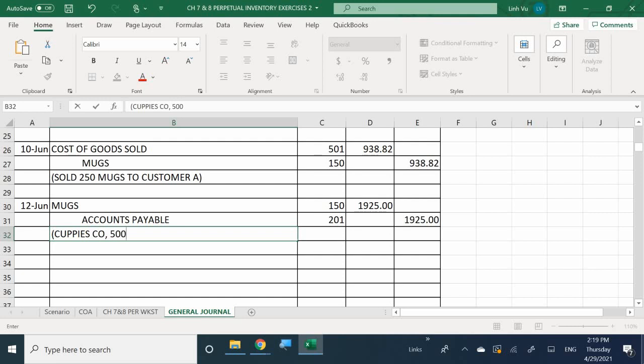We purchased 500 mugs at $3.75 each, and we are given terms. If we pay within 15 days, we get 5%. If not, the whole bill is due in 30.